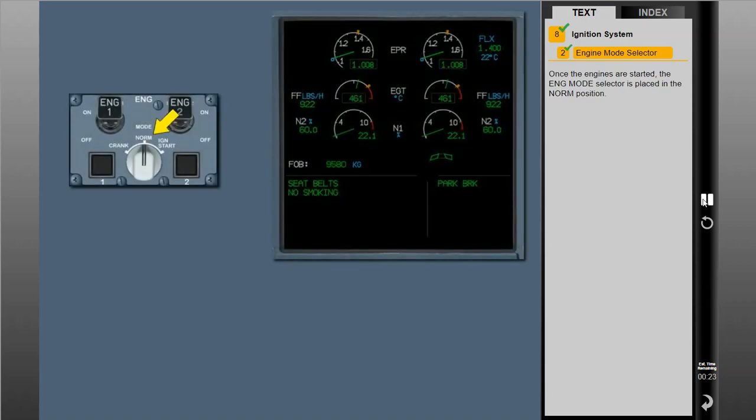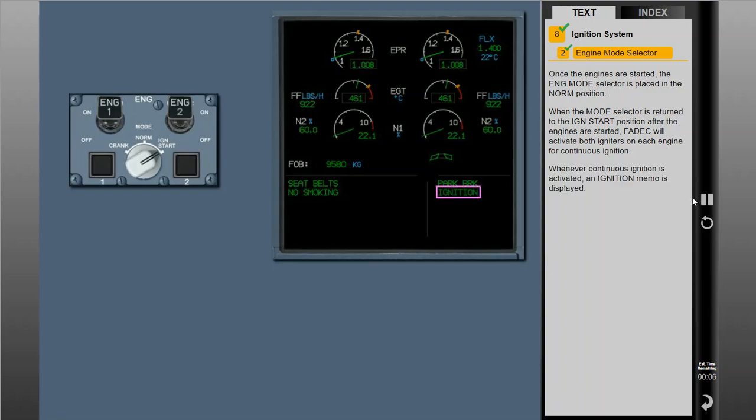Once the engines are started, the engine mode selector is placed in the norm position. When the engine mode selector is returned to the ignition start position after the engines are started, FADEC will activate both igniters on each engine for continuous ignition. Whenever continuous ignition is activated, an ignition memo is displayed.